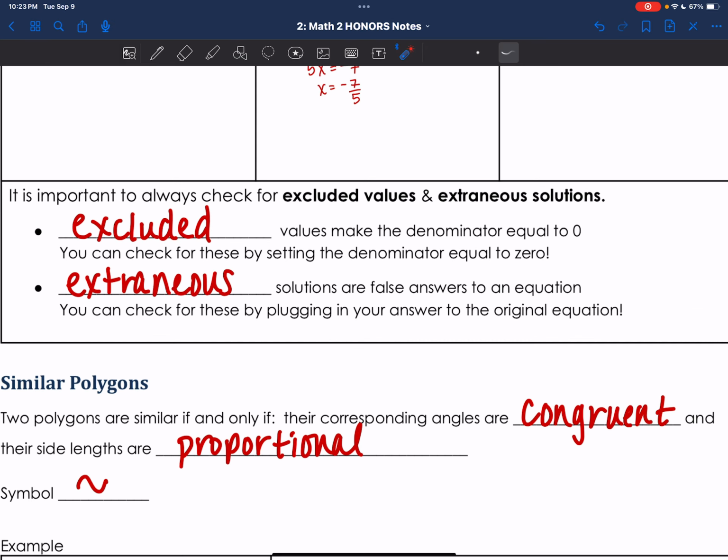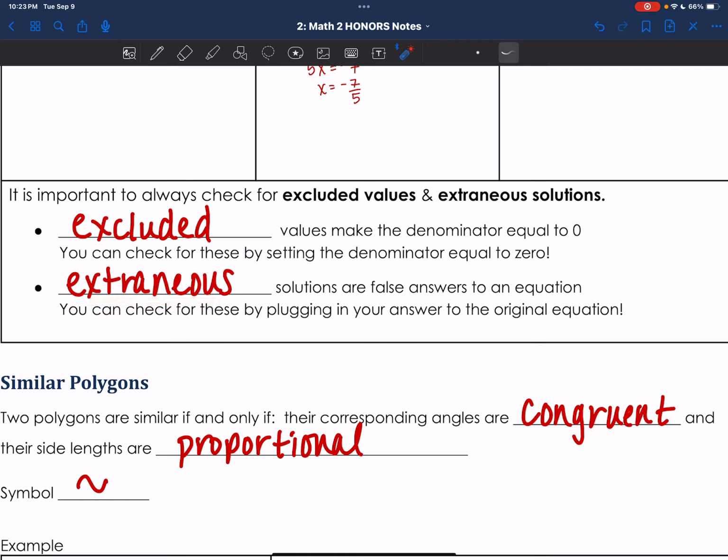Alright, and now, here's some important information: check for excluded and extraneous solutions. So excluded values and extraneous solutions. If it's excluded, the values make the denominator equal to 0. And remember, you can't have 0 in the denominator. You can check for these by setting the denominator equal to 0 to see if it happens.